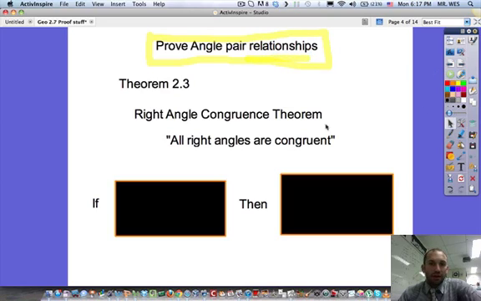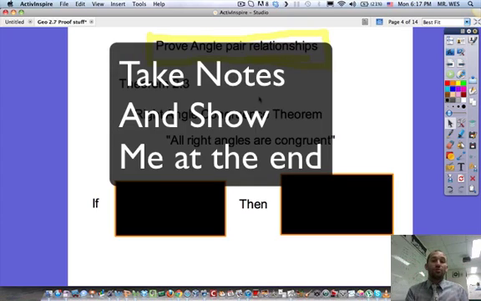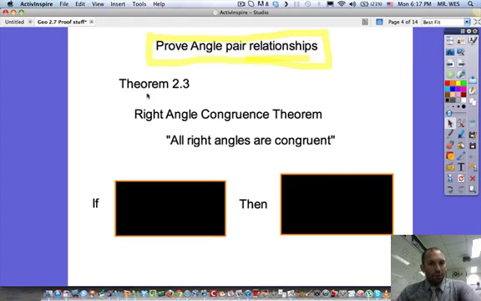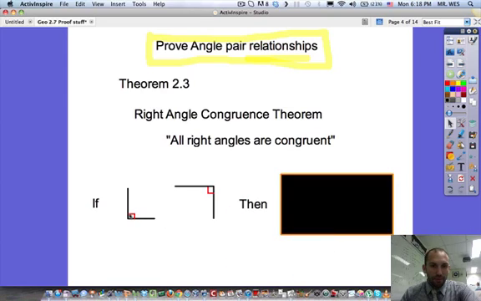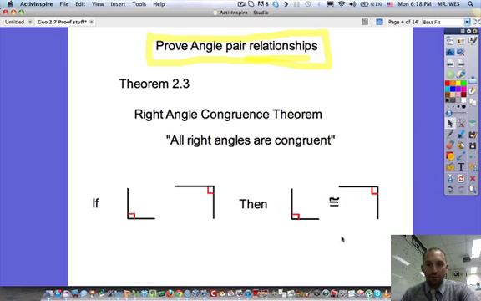Let's start with our first theorem, Theorem 2.3. Make sure that you guys take notes on all of this, and you'll have to show me your notes at the end of the video. So Theorem 2.3, right angle congruence theorem: all right angles are congruent. So if we have two angles that are apparently both right angles, both 90 degrees, then yes, in fact, they're both going to be congruent.